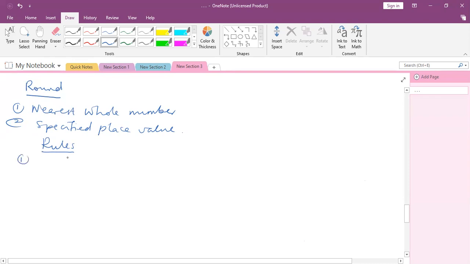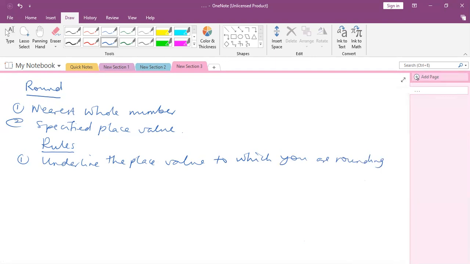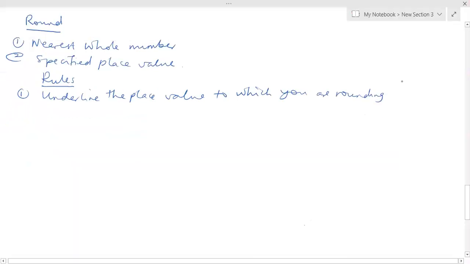First, underline the place value to which you are rounding. It's very important to do that.